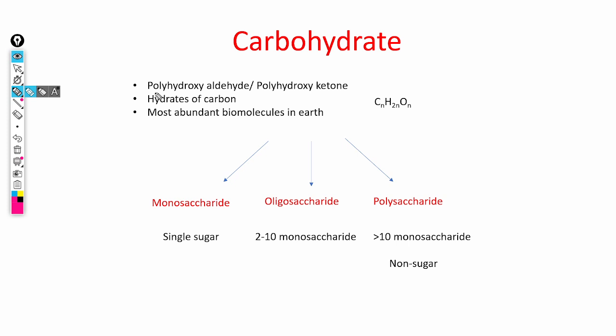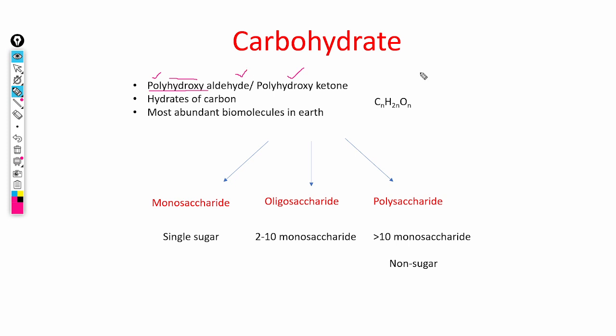Carbohydrate is called a polyhydroxyaldehyde or polyhydroxyketone. Poly means many and hydroxy means OH group. That means in the carbohydrate there are many hydroxyl groups present. That's why it is called polyhydroxy. And aldehyde and ketone mean the carbohydrate can be present in two forms: one in the aldehyde form, another in the ketone form. That's why it is called polyhydroxyaldehyde or polyhydroxyketone.